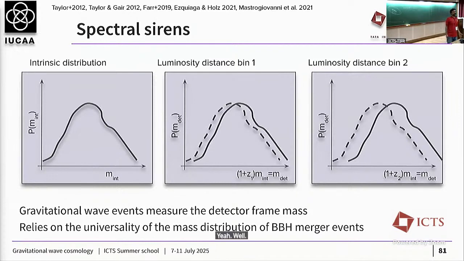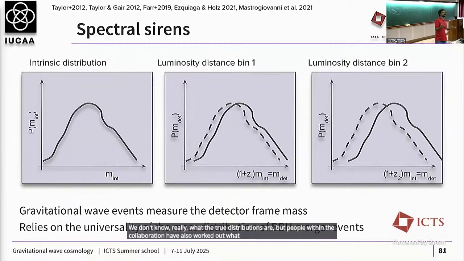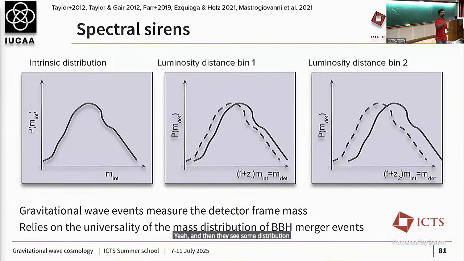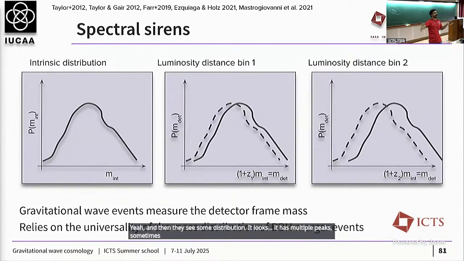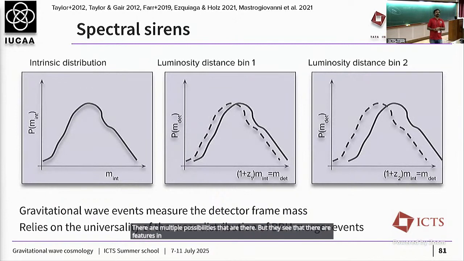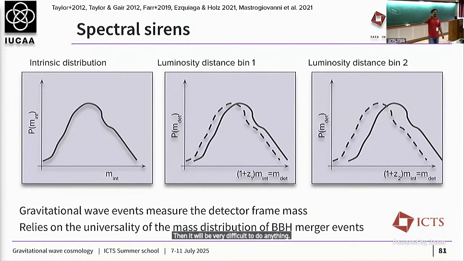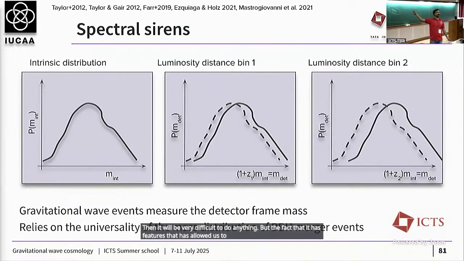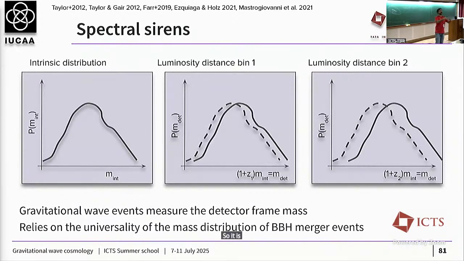Well, I mean, we don't know really what the true distributions are. But people within the collaboration have also worked out what these distributions may be under the assumption of a fixed cosmology. Yeah, and then they see some distribution. It has multiple peaks, sometimes maybe power law plus a peak. There are multiple possibilities that are there. But they see that there are features in this distribution. Remember, if this was completely featureless, then it will be very difficult to do anything. But the fact that it has features, that has allowed us to now try to use it in order to do cosmology. So it is phenomenological, as anyone would say, right?